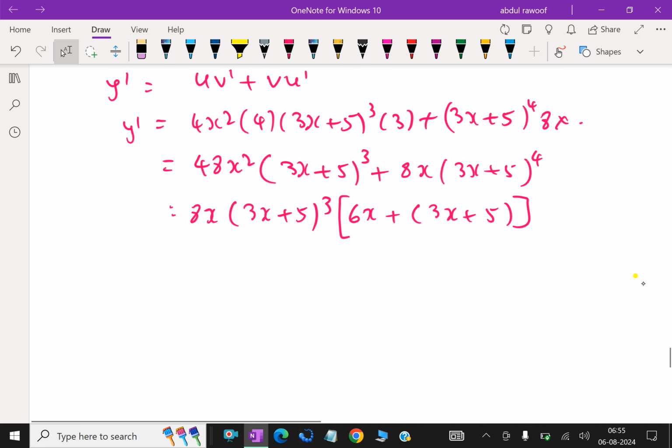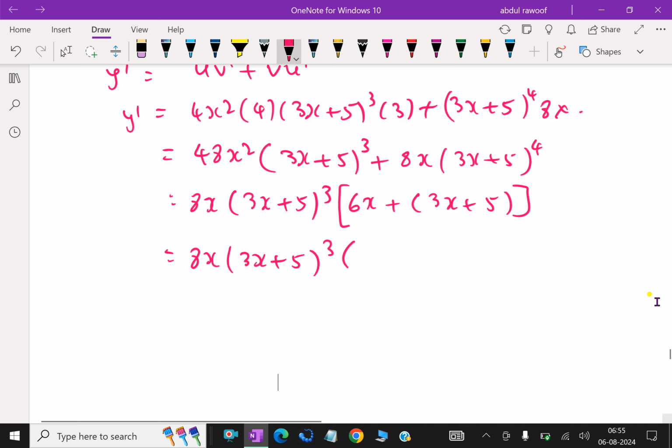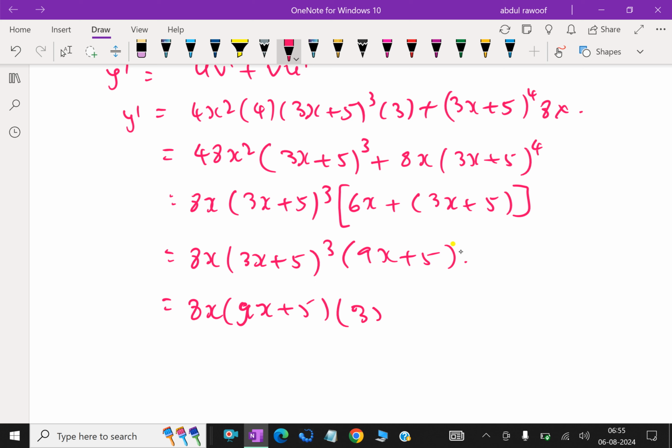So we have 8x (3x plus 5) cube, and 6x plus 3x is 9x plus 5. So we can write in order 8x into (9x plus 5) into (3x plus 5) cube, which is the differentiation of the product.